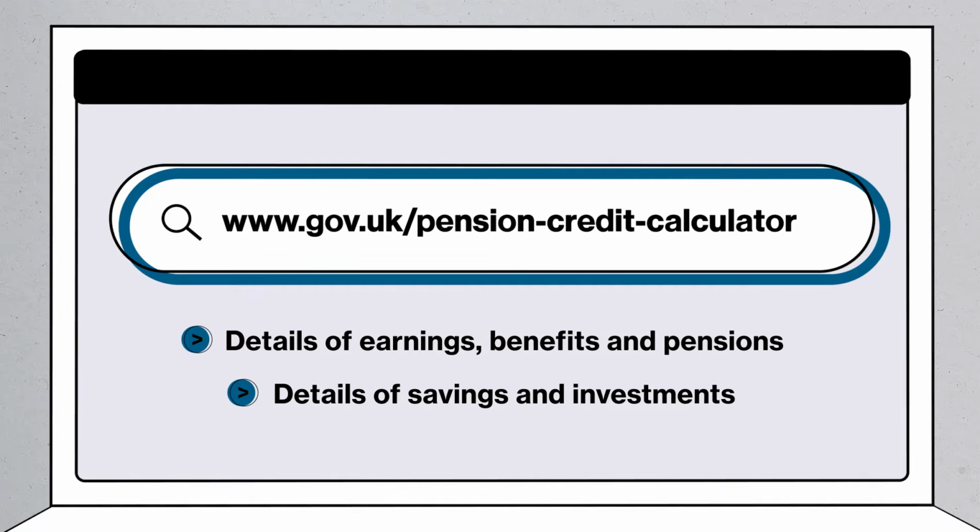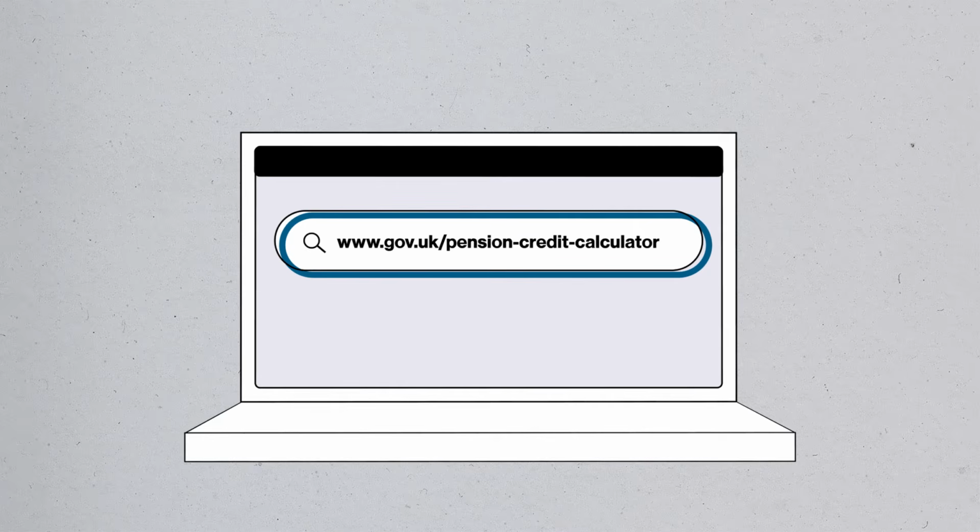The information you put into the calculator cannot be used to identify you, will never be used for anything else, and is not stored after you have finished using it. Now let's get started. There are 5 sections in the calculator which you need to complete for you and your partner if you have one.